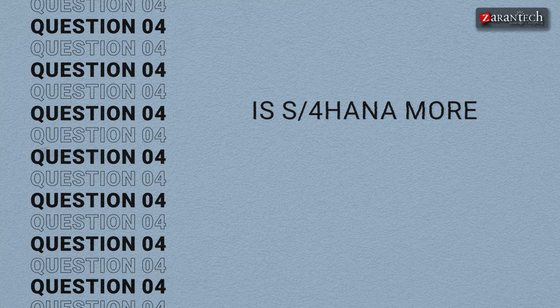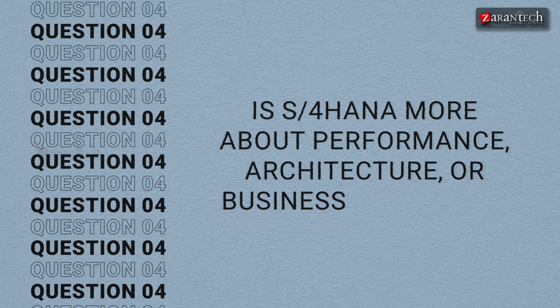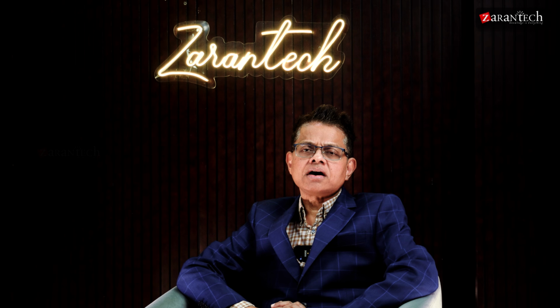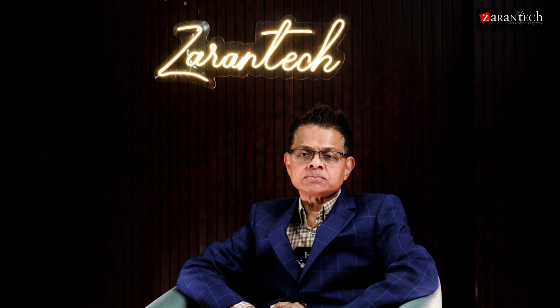Is S/4HANA more about performance, architecture, or business outcomes? S/4HANA actually has to be for business outcomes. You want the business to get benefit, otherwise they're not going to implement it. So what's the benefit? You want to do month-end closure. In ECC, it will take you 5 to 7 days. In S/4, it can take you a couple of hours. That's the speed. You can close your books faster.